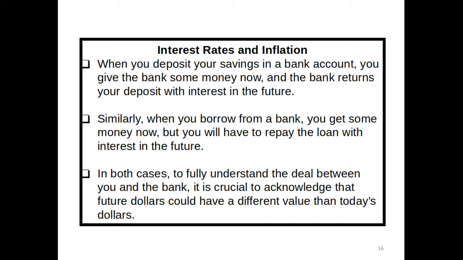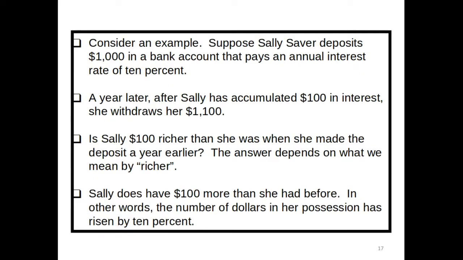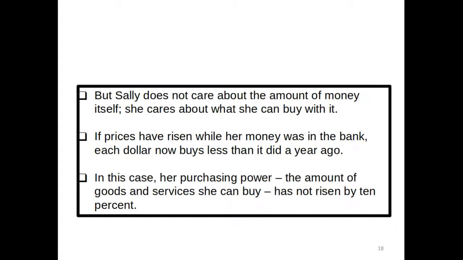In order to understand the deal between you and the bank, we have to understand interest rates and inflation. So here's an example. Sally Saver deposits $1,000 into a bank account. It pays an annual interest rate of 10%. A year later, she got $100 in interest. She takes out $1,100. Is she $100 richer? Well, she has $100 more than she started with, but is she richer? Well, it depends on what's happened to prices.